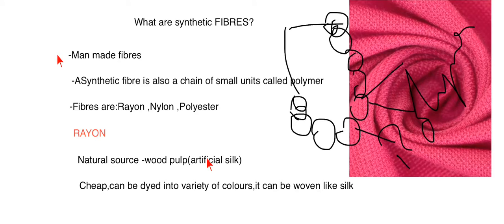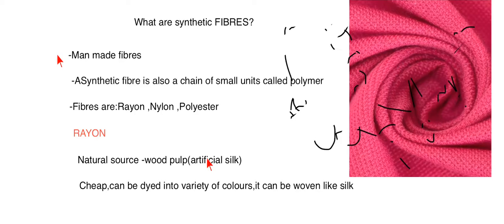So, first we'll be talking about the types of synthetic fibers. One is rayon, nylon, polyester, acrylic and many other different varieties we get today in the market. We are going to focus mainly on rayon, nylon, polyester. Now you can see on the screen a cloth or a picture I have kept. Maybe you cannot feel the texture of the cloth, but it is rayon.